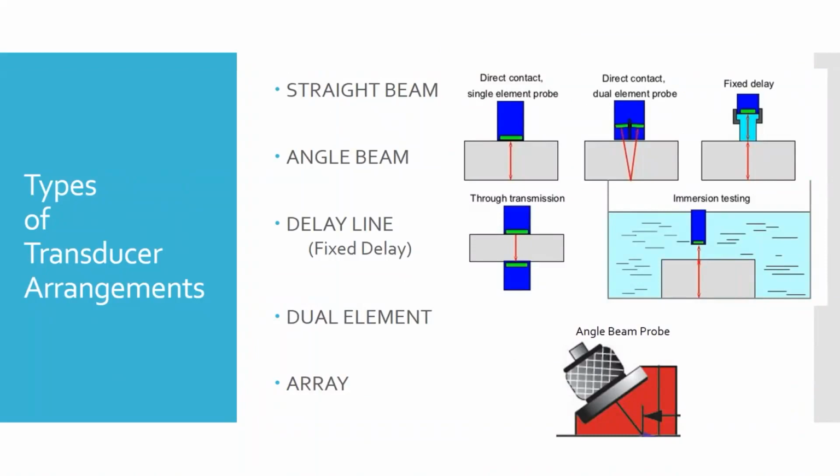Delay line is something that's called a fixed delay. We've got some delay line probes, and it's basically a straight beam that's offset from the part a bit, and they're used for finding surface cracks. There are some cases where you have a dual element probe that's shown in the top middle picture there.